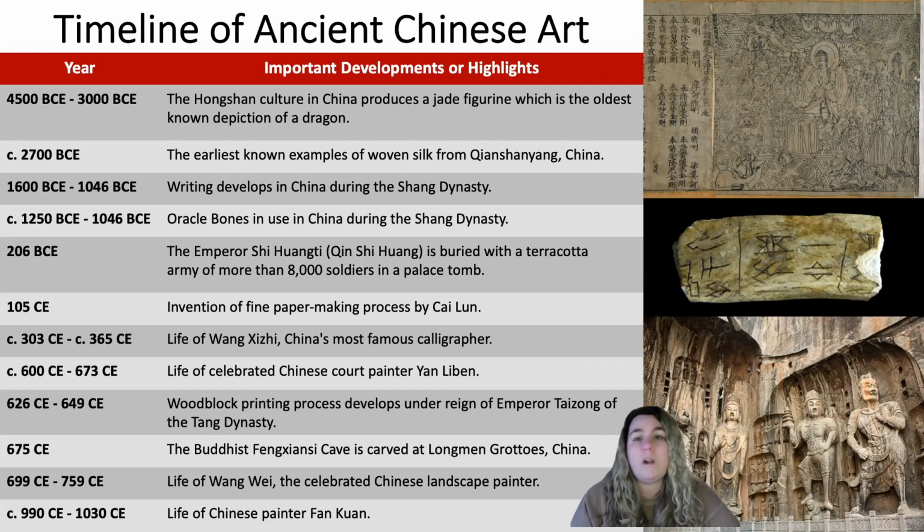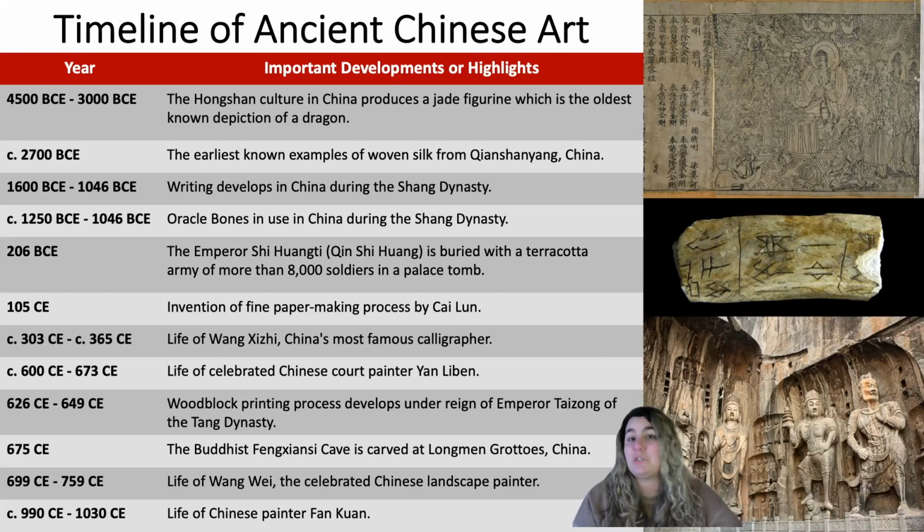So then in 105 CE, we see the invention of the fine paper making process by Cai Lun. And then we see calligraphy developing. We see court painters and woodblock printing process developing and so forth. So we see all of these things happening, and we see this evolution that takes place.